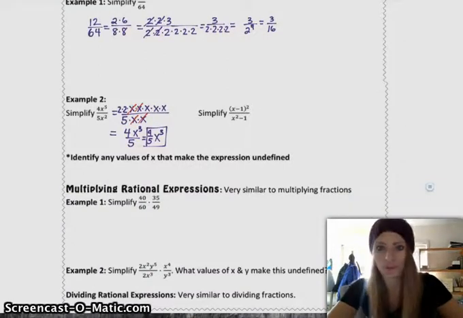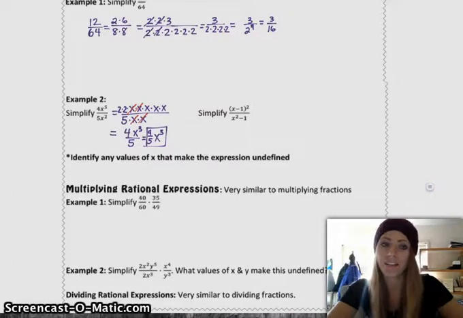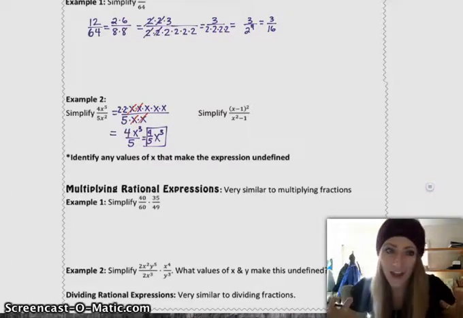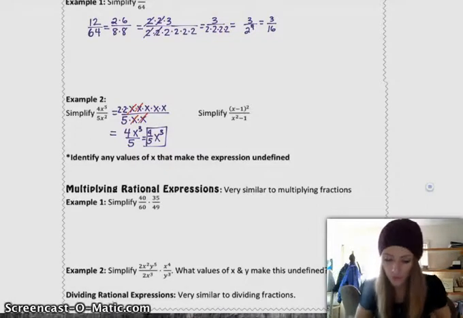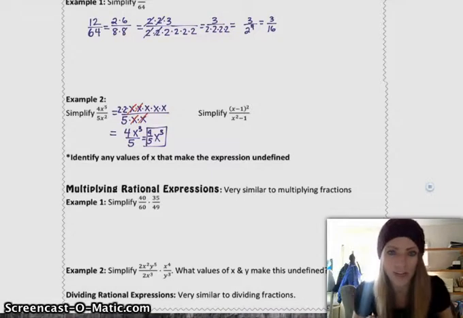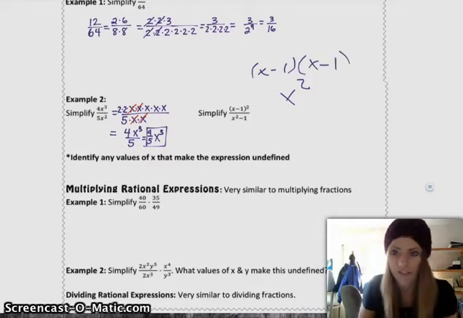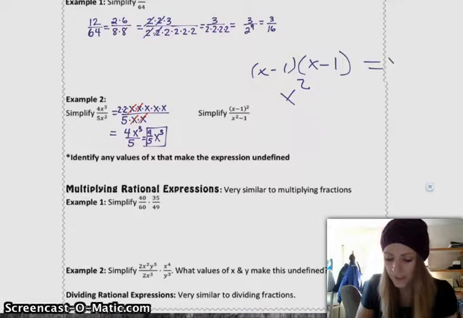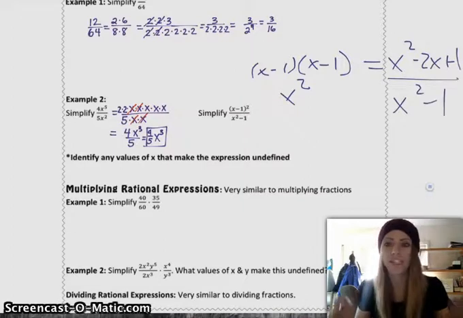Simplify x minus 1 squared over x squared minus 1. Now this, remember, you need to have it in factored, prime factorization, so it's got to be in its factors. If you multiply the first one out back into standard form, as in x squared, you do x minus 1 times x minus 1, don't actually do this, that's x squared minus 2x plus 1. You now have everything with addition.